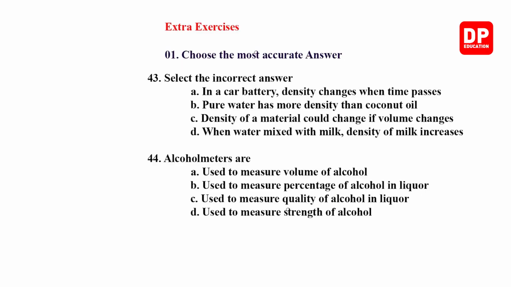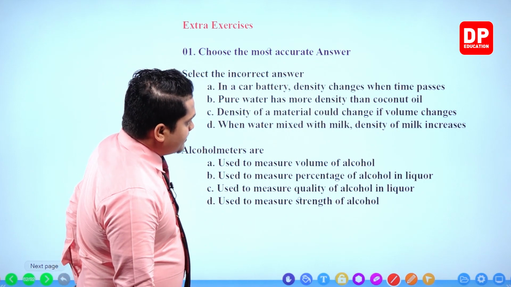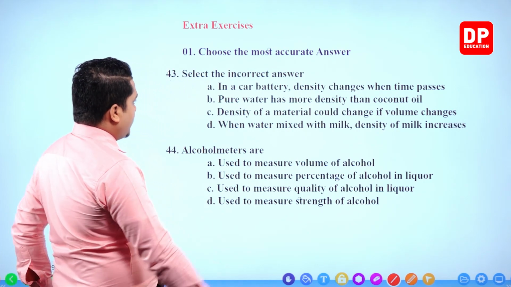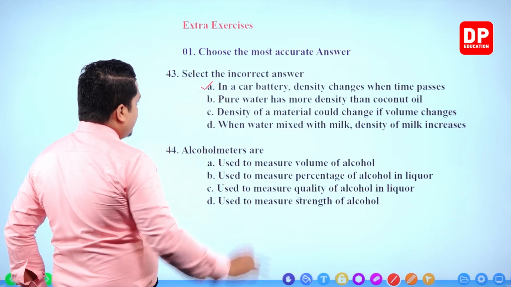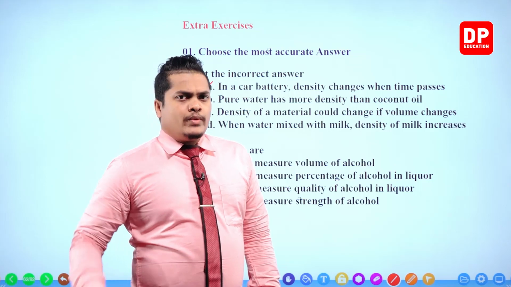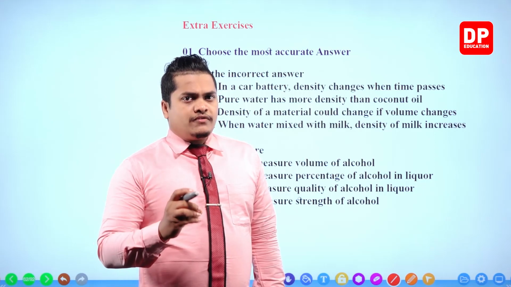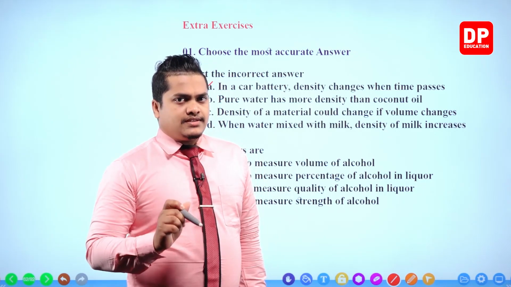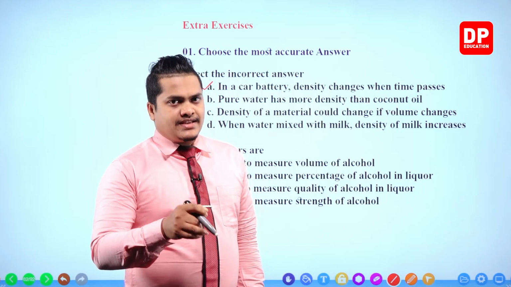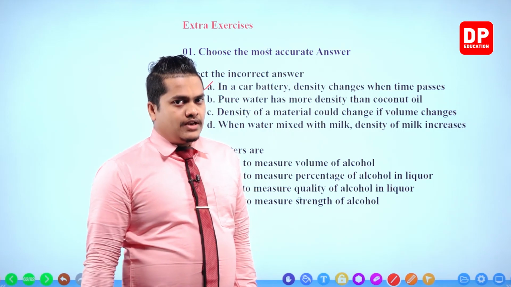Right. Question number 43. Select the incorrect answer. Okay. In a car battery, density changes when time passes. Correct. Car battery means a lead acid accumulator. So in a lead acid accumulator, what will happen? When the time is going to pass by, the density is going to change because the amount of lead which is going to dissolve within the acid is going to change. So in that case, the density is getting changed. By that way, we can find out the health of the battery as well.